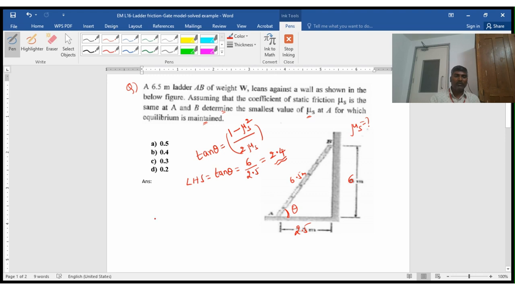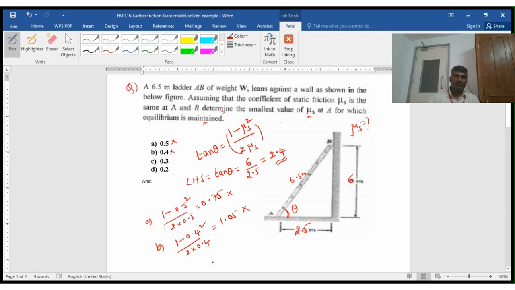So option A. I'll keep (1 minus 0.5 square) by (2 times 0.5). So this comes to 0.75. So this is not your option. Next, go for option B, (1 minus 0.4 square) by (2 times 0.4). So this comes to 1.05. So this is also not your option.